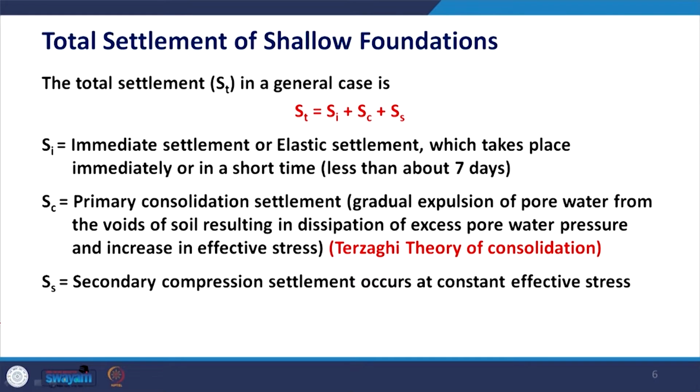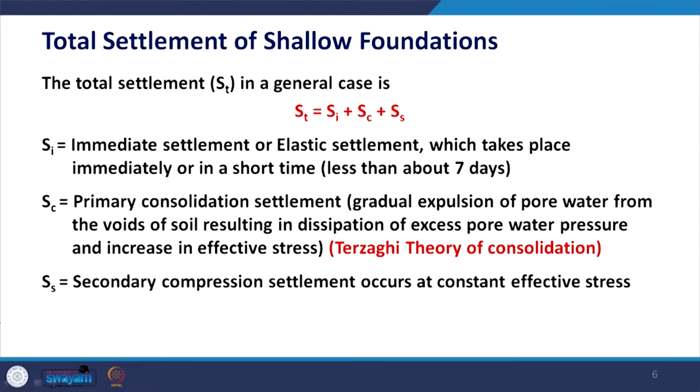Then the primary consolidation settlement is due to the gradual expulsion of pore water from the voids of soil, which results in dissipation of excess pore water pressure, and as a result an increase in effective stress. This is also based on Terzaghi's theory of consolidation. And secondary compression, which is mostly for the organic soils, occurs at constant effective stress.